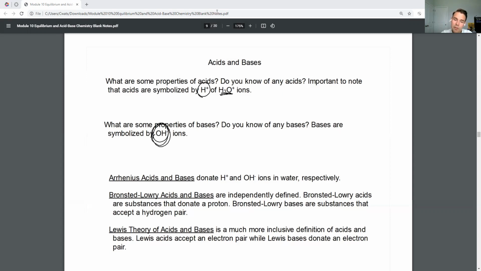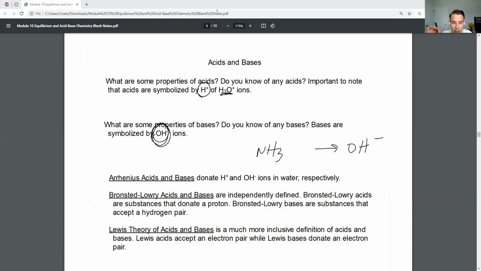And then there are three different definitions for acids and bases. There's Arrhenius, Bronsted-Lowry, and then Lewis. The Arrhenius acids and bases just say that acids will donate hydrogens and bases will donate hydroxide ions in water. Okay, great. But that isn't encompassing of things like ammonia. Ammonia we know is a base, but it's not going to break up and give off a hydroxide ion. So Arrhenius is not a very inclusive term.